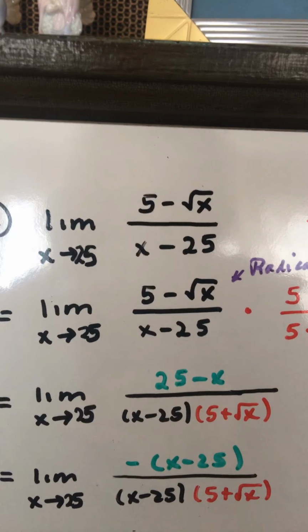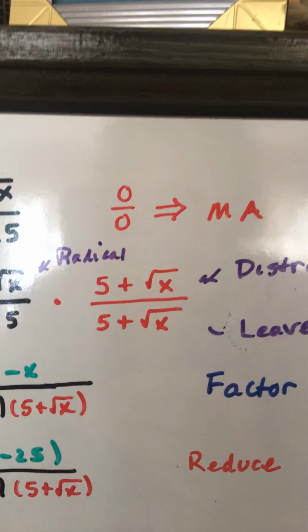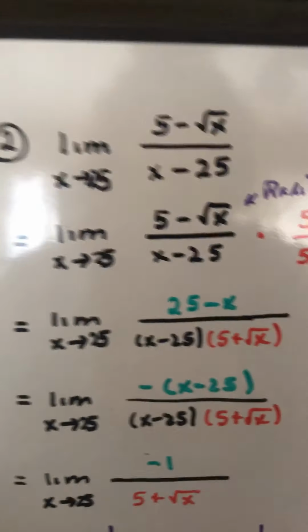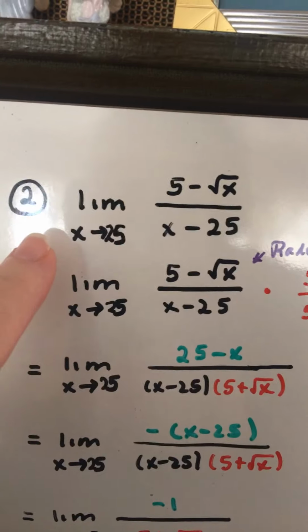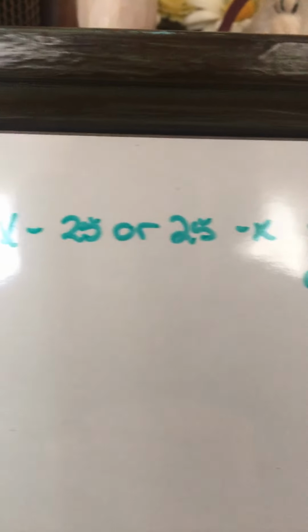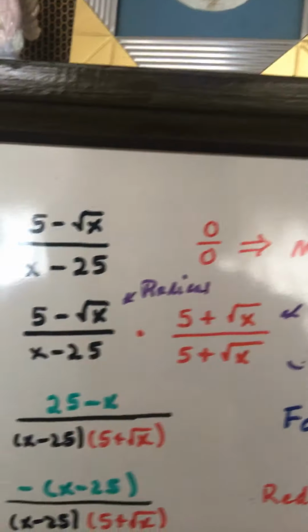I plug in my 25, and lo and behold, I get 0 over 0, which means more algebra. But what else does it mean? It means that if I move the 25 over, it's x minus 25 approaching 0. So that means x minus 25 or 25 minus x is a factor of both.